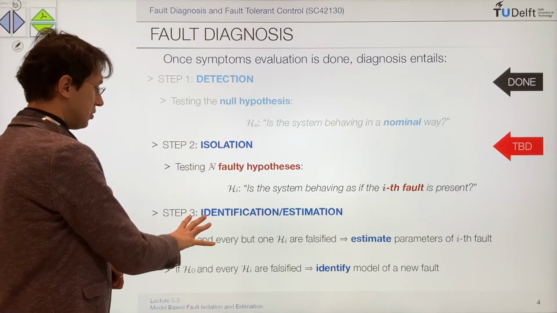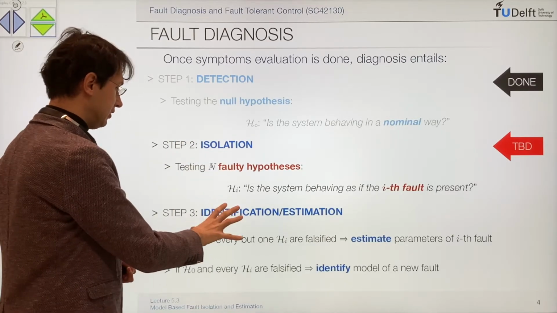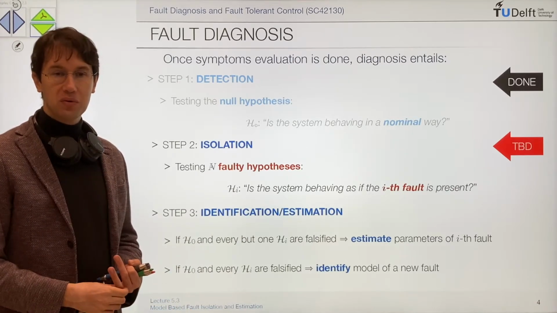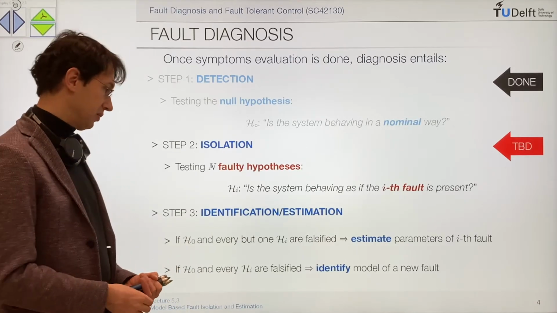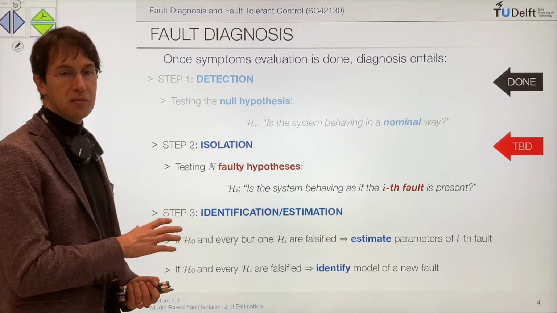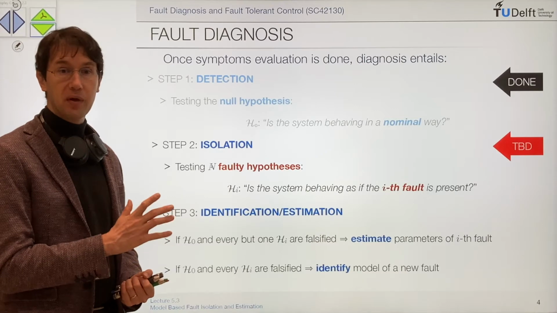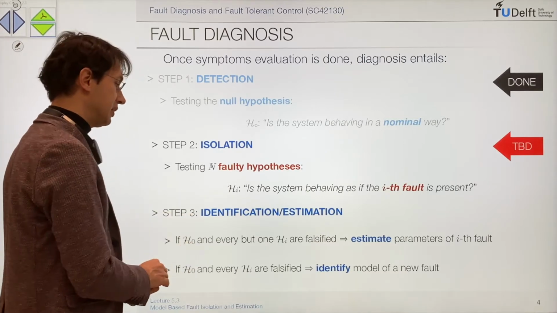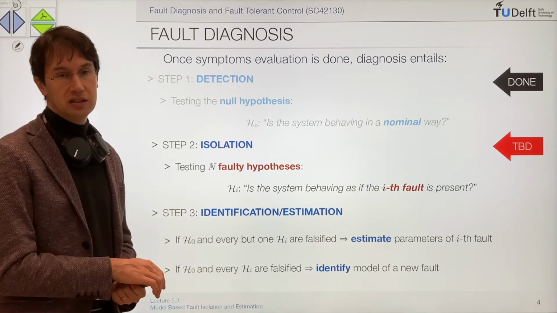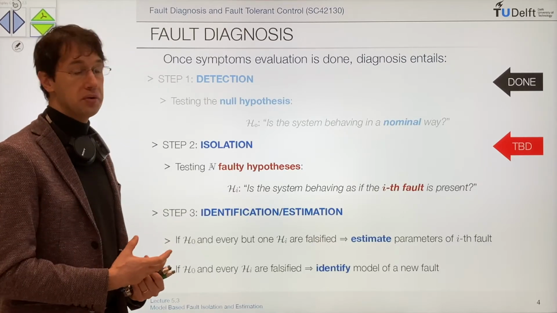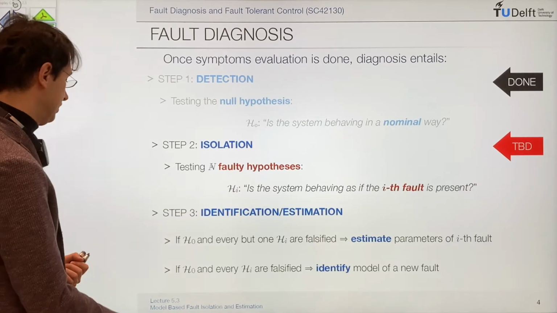Anyway, after step 2, we have step 3, which is identification and estimation. So we want to characterize how big the fault is. And this will make more sense once we introduce a model of the fault. In this model, we have parameters, and these parameters will tell us how big the fault is. So indeed, the problem will then be shifted to estimating those parameters.